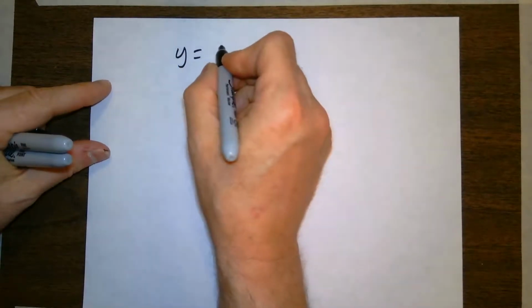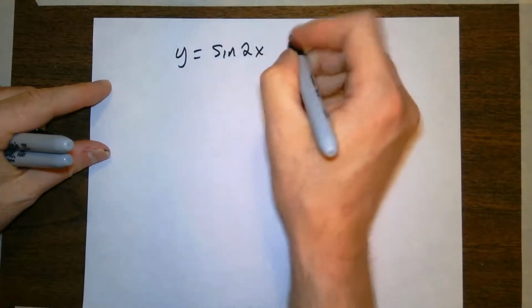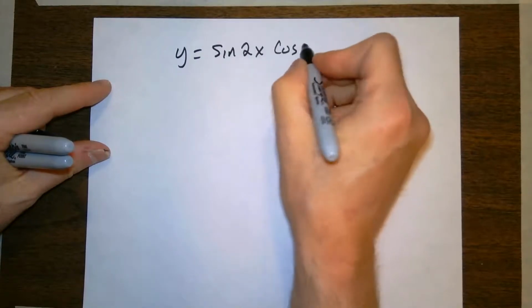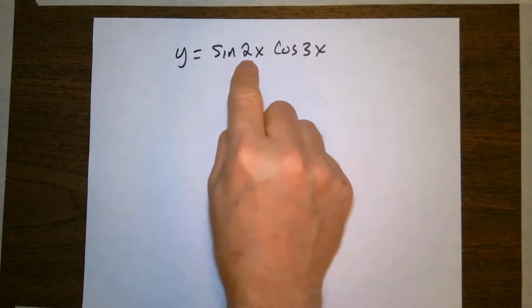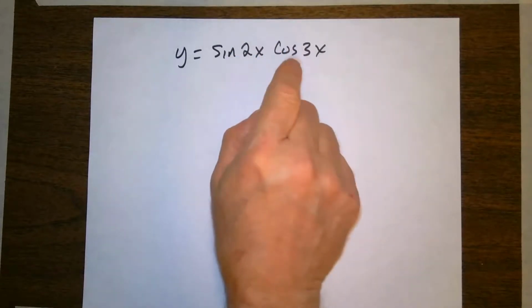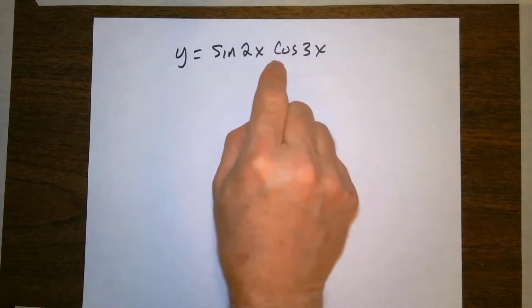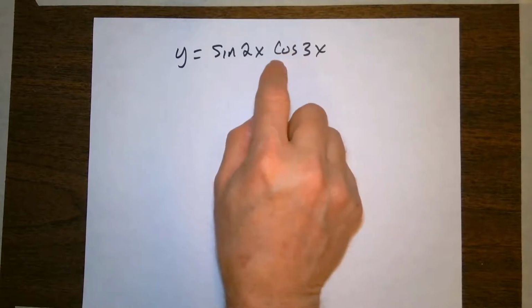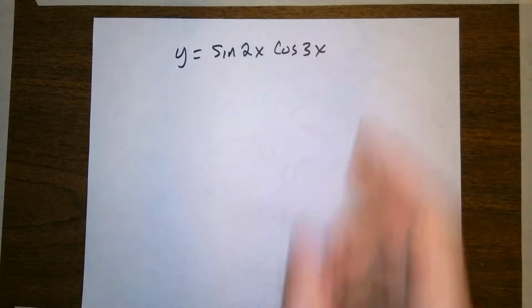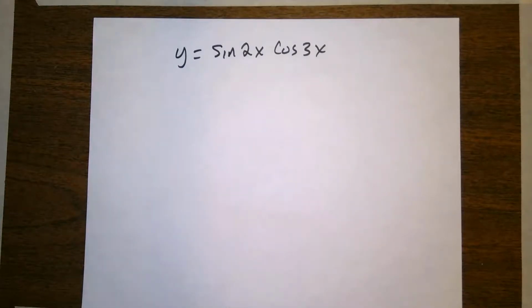y equals the sine of 2x times the cosine of 3x. Now, are we going to need to do double and half angle formulas here? No. But notice that we've got chains inside here, but we've also got this product going on. Sine of 2x times cosine of 3x. So we're going to be doing a chain and the product rule at the same time.